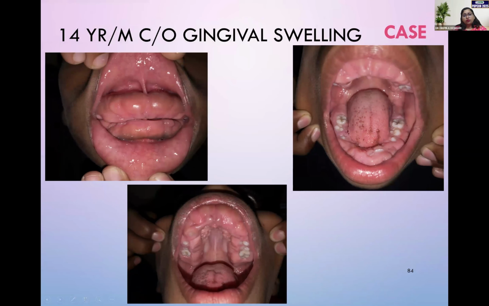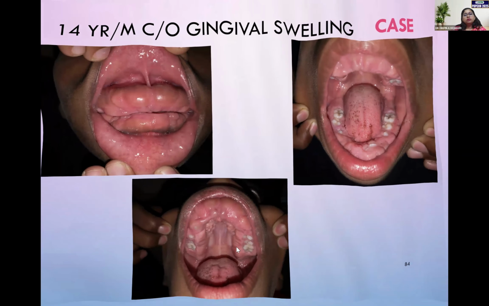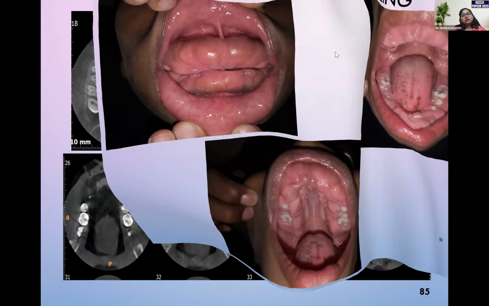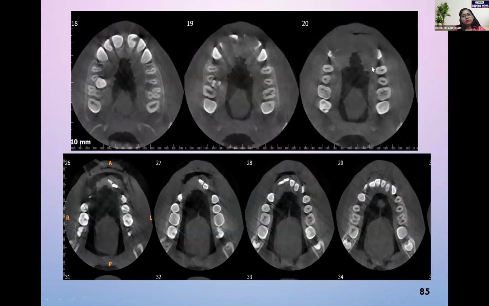Now, this patient, 14 years old, complained of gingival swelling and was also referred for CBCT. Why? Because the surgeon wanted to know the thickness of this tissue that is covering the teeth, as he wanted to shave it off. So, when we did CBCT, we gave him the thickness of this tissue so that he could proceed with his surgical planning. So, it was a case of gingival hypoplasia.